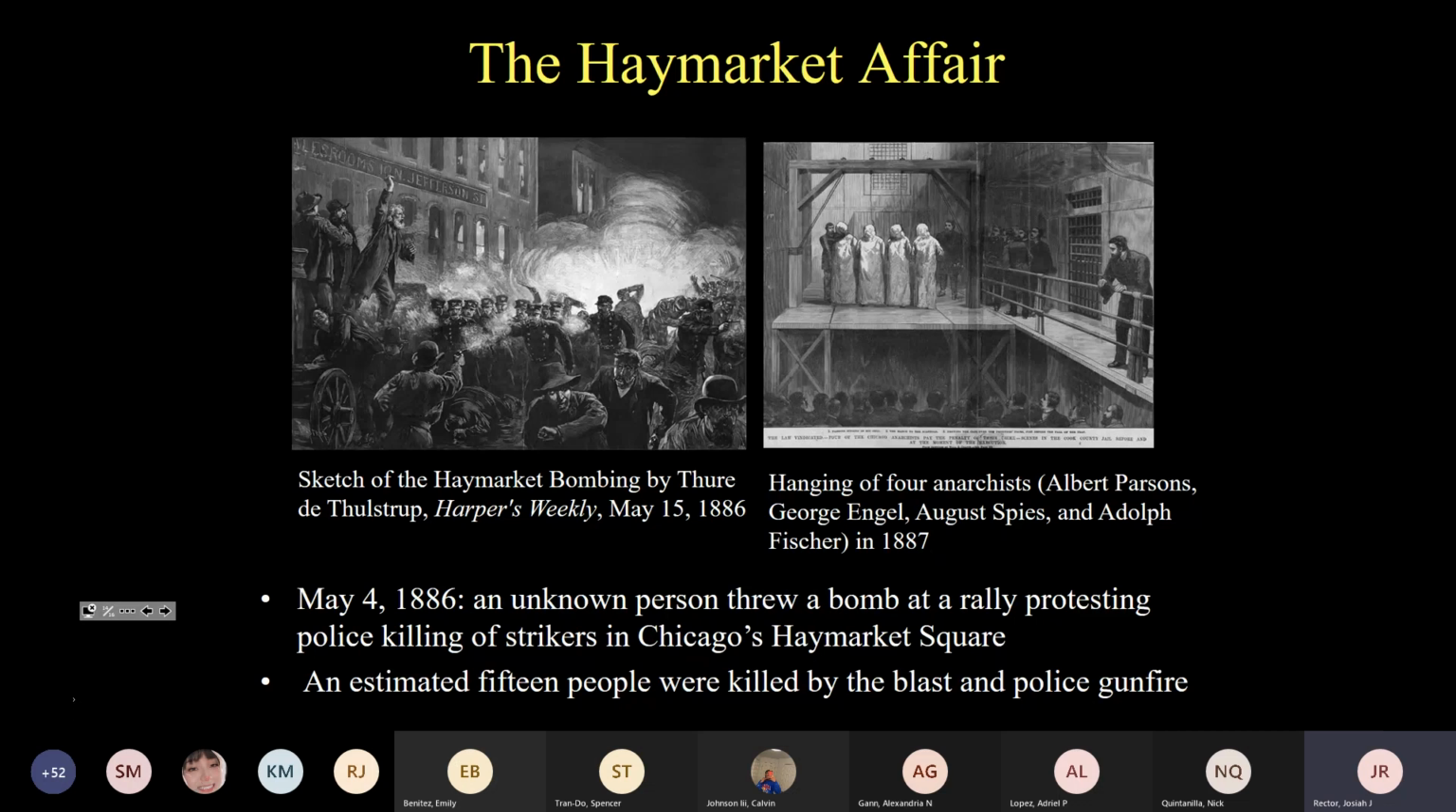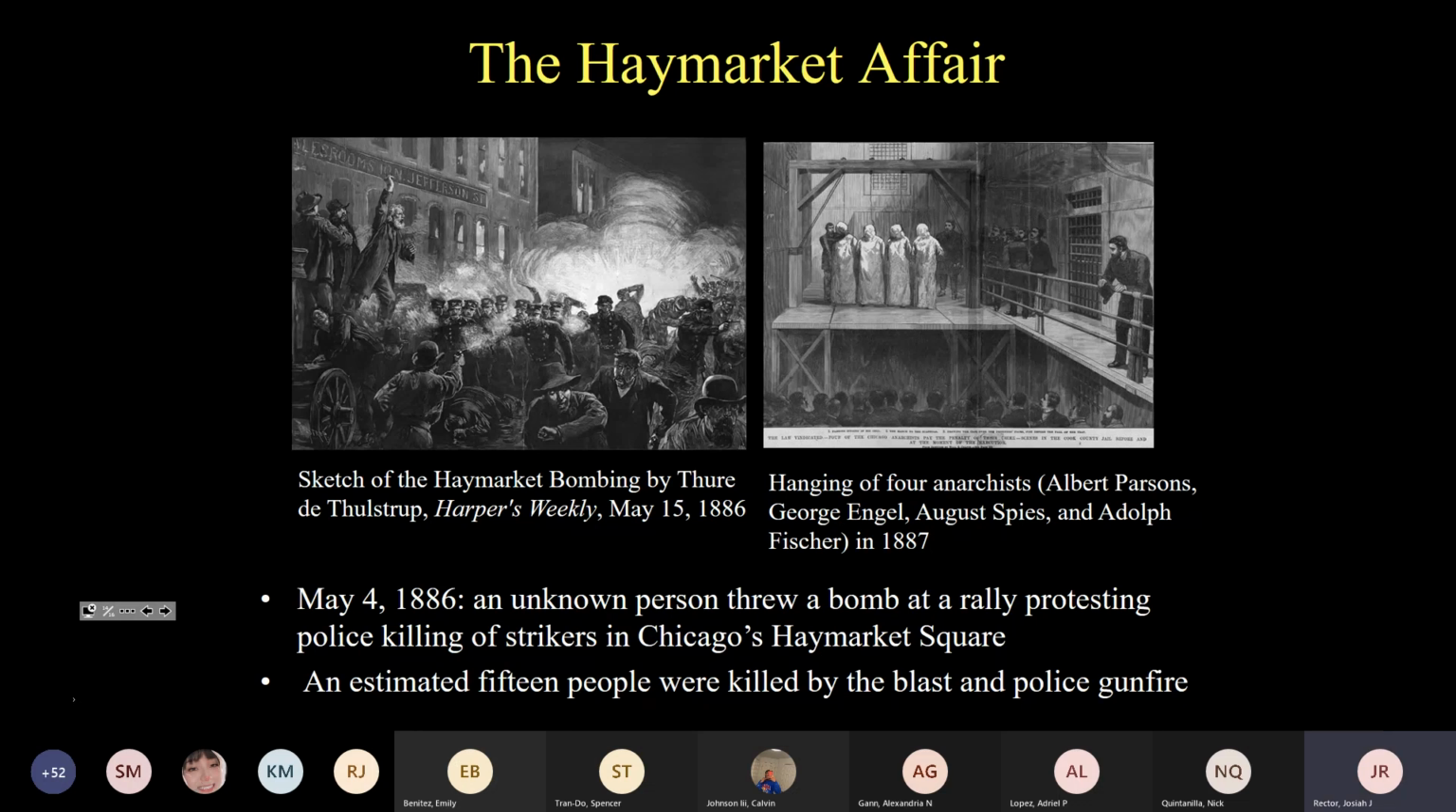In the aftermath of this, 4 people were hanged by the state of Illinois on charges of inciting a riot. They included leading German immigrant anarchists and radicals like August Spies, as well as Albert Parsons, who was not a German immigrant but worked closely with them.